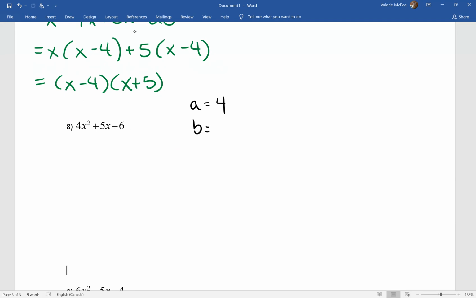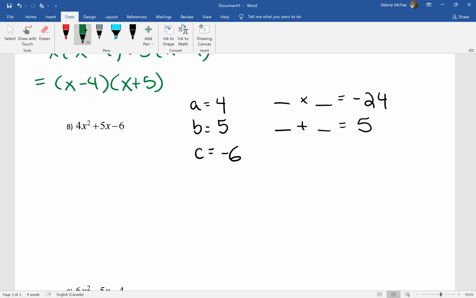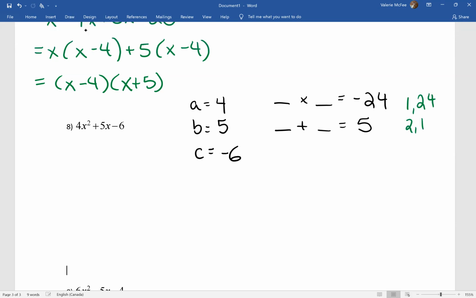A is 4, B is 5, C negative 6. Two numbers that multiply to equal A times C and add to equal B. Factors of 24. I see I'm going to have to use the 3 and the 8. The 3 will have to be negative to give me a positive 5 and a negative 24. Rewrite the middle term.